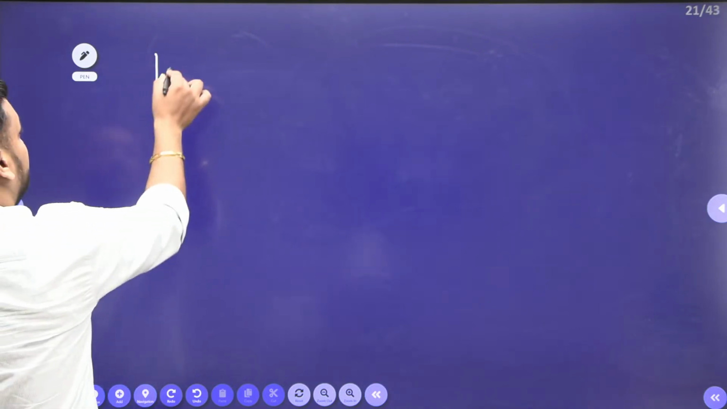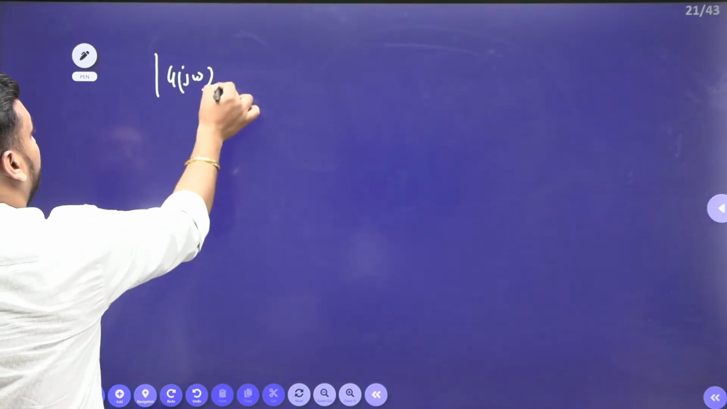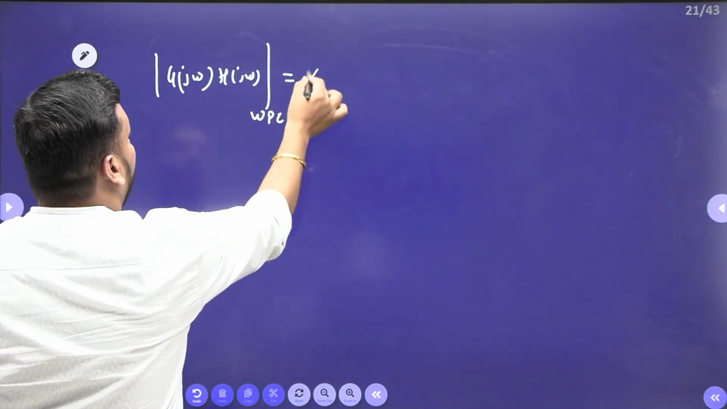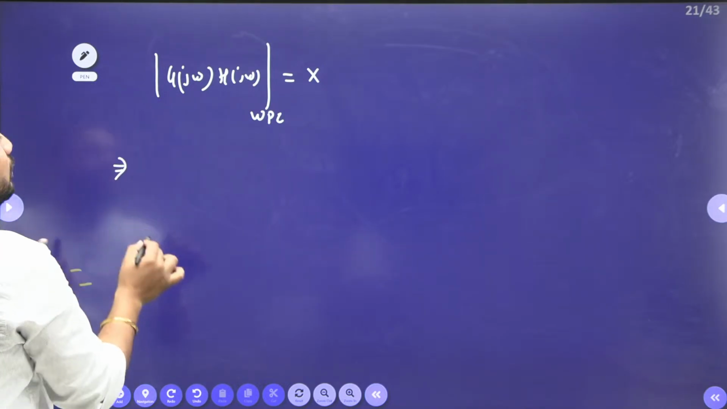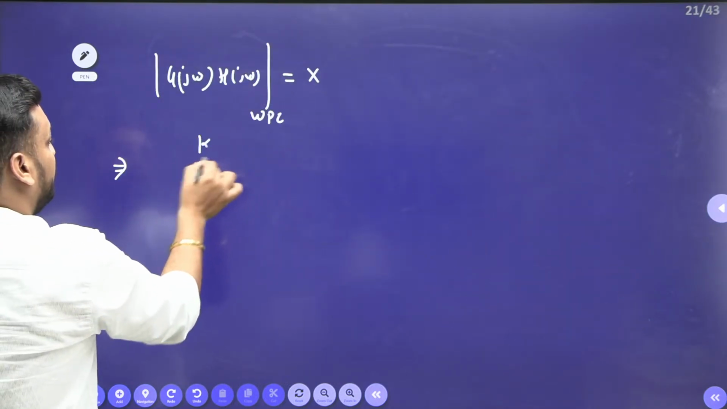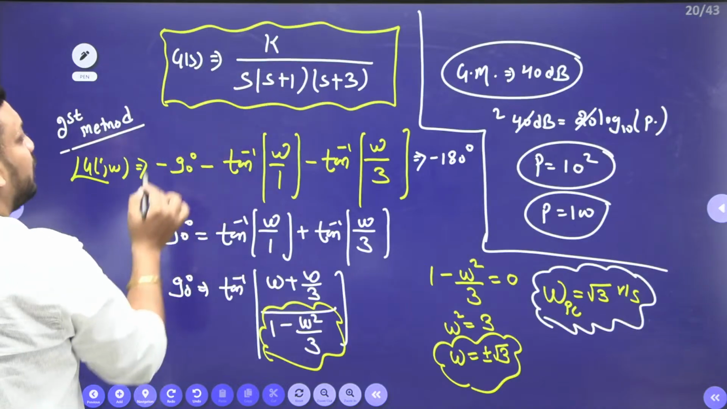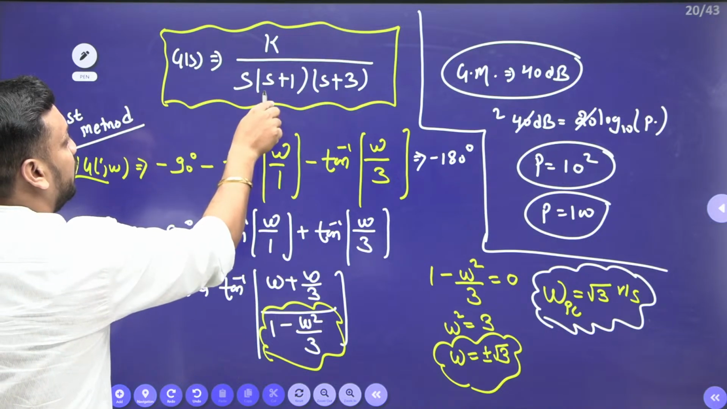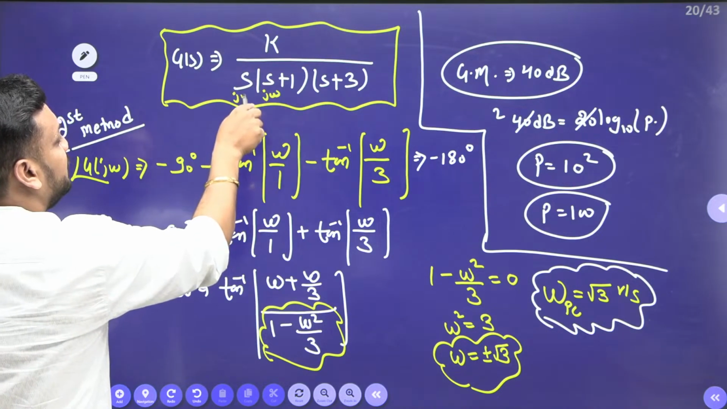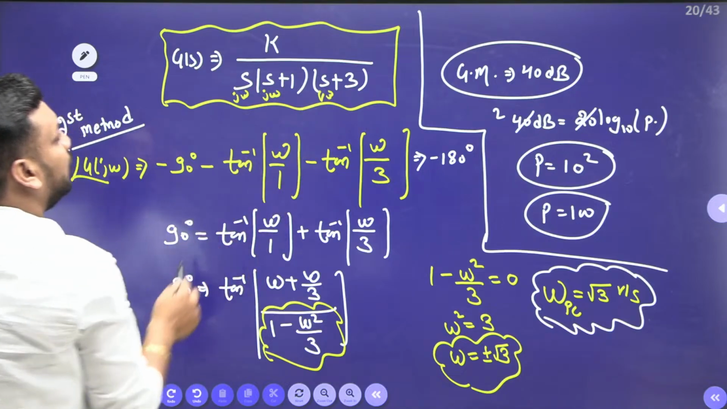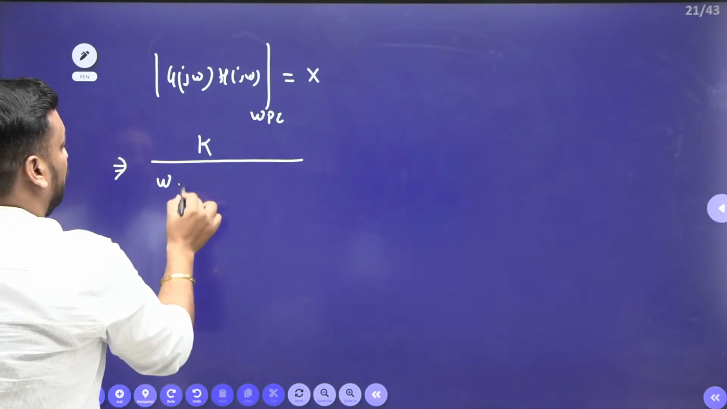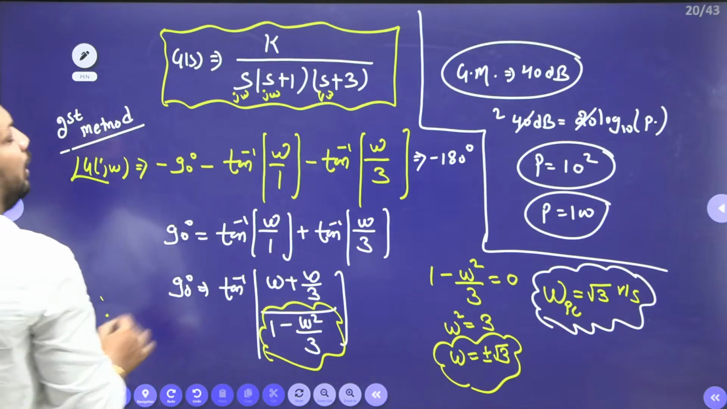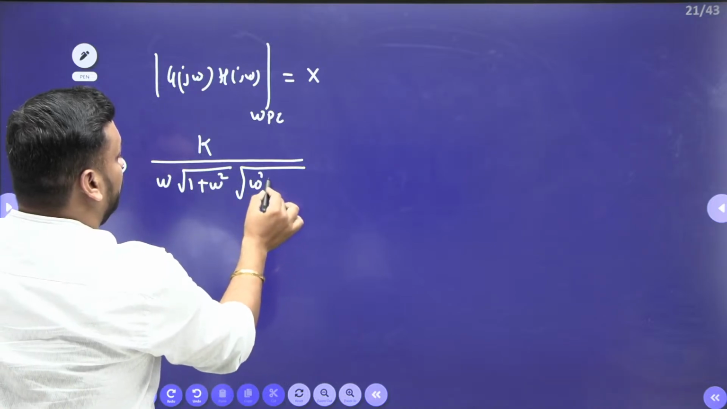The gain margin says that the magnitude of G(jω)H(jω) at ωpc will give you X. So what will be the magnitude for this question? It will be K upon the magnitude of jω, which is ω only, times the magnitude of 1 plus jω. In place of s you fill in jω. So root of 1 plus ω square, and again under root of ω square plus 3 square, meaning ω square plus 9.